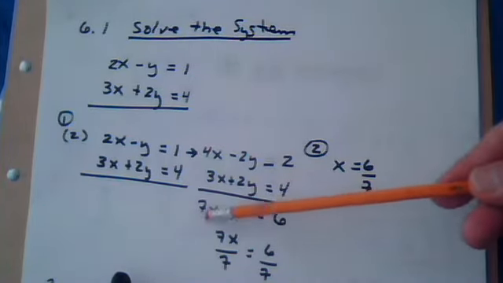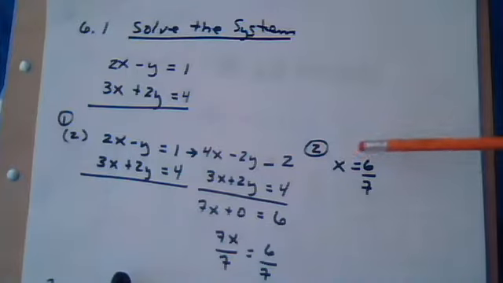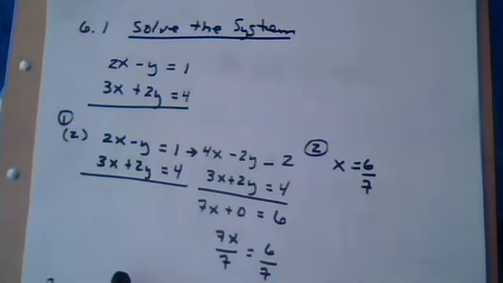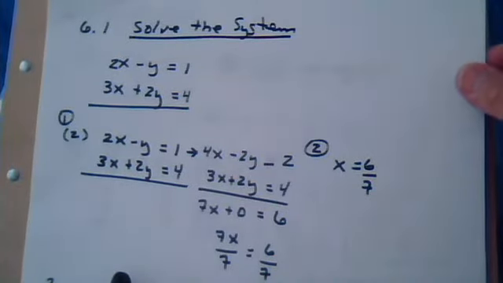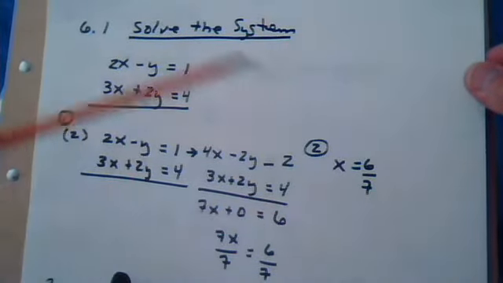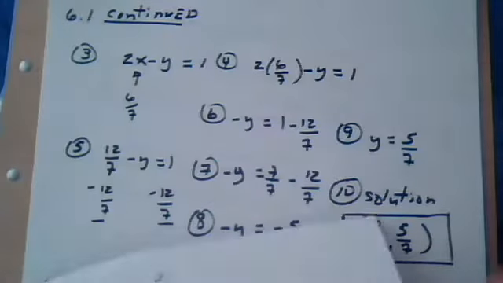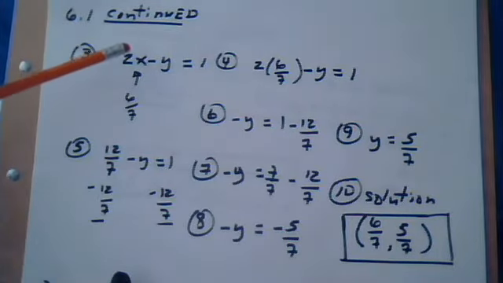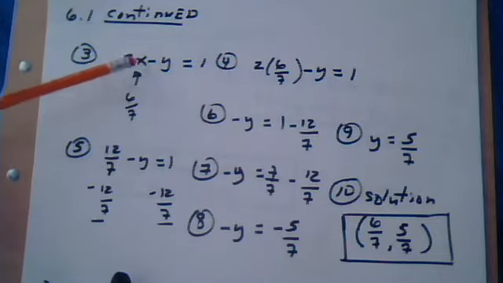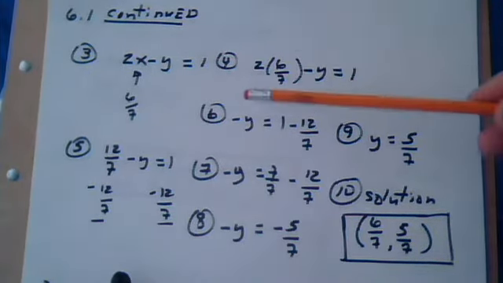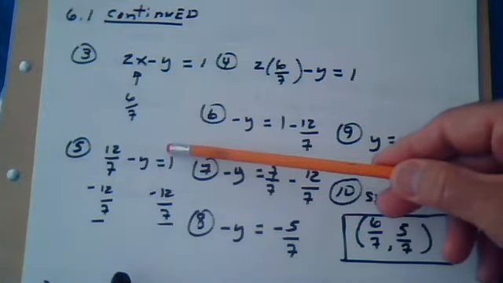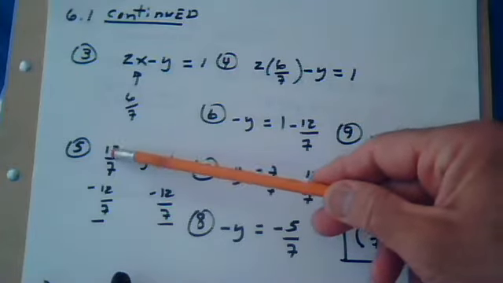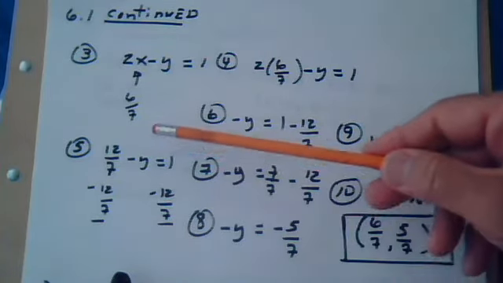Then just solve for the x. So x is 6 over 7. We use that x that we found to find the y, and we do that by plugging it back into one of the equations. So if I plug the 6 over 7 into this equation, and I simplify, I'm going to isolate the y. I'm moving everything away from the y.